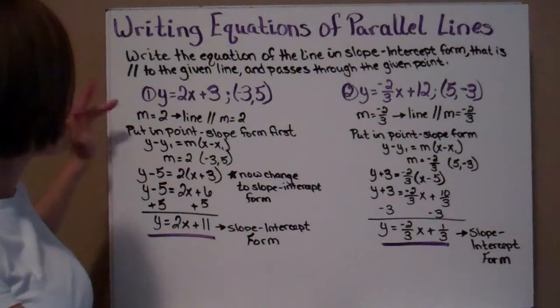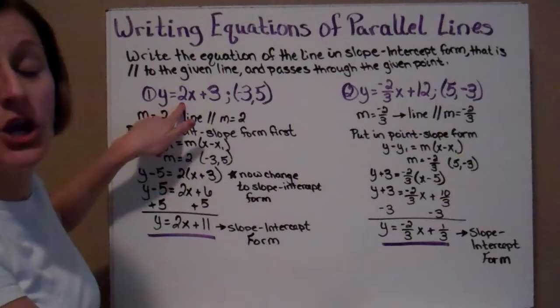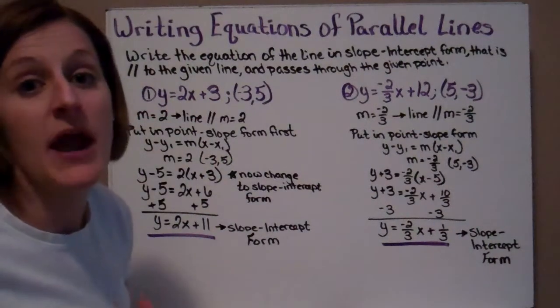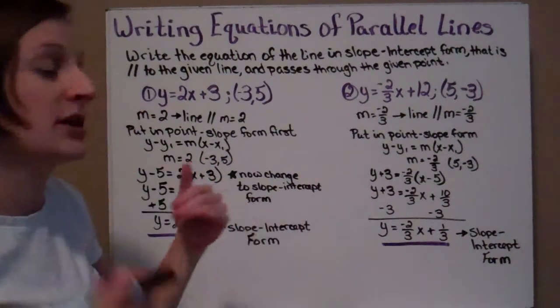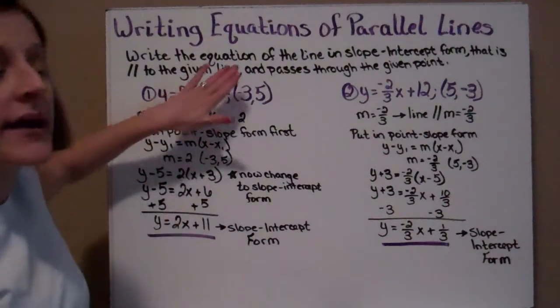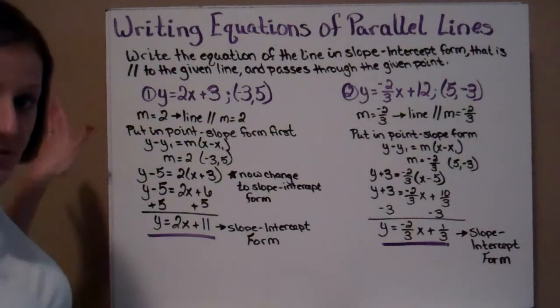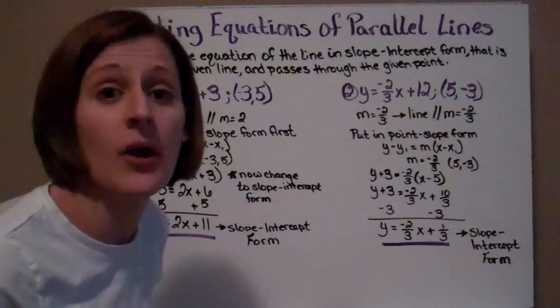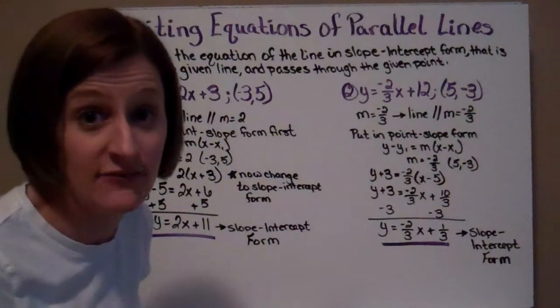Alright, so the first one, we've got a slope here of 2. Remember, if a line is parallel, it has the same slope. So I'm going to use that slope. Now I can totally ignore that equation. Throw it aside. I just took out what the slope is, and that's all I need from that equation.